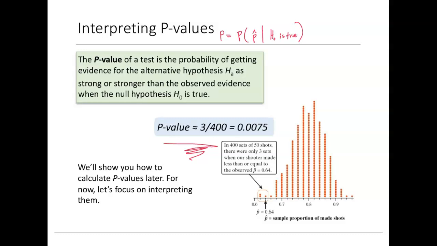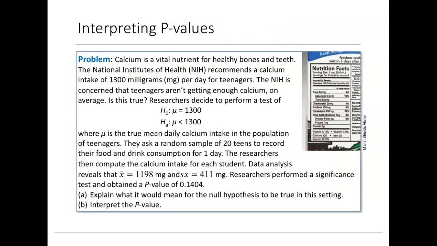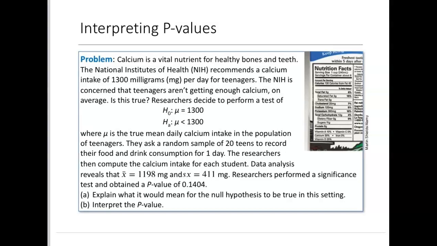All right, so let's do another example where we're actually given a p-value. Calcium is a vital nutrient for healthy bones and teeth. The National Institutes of Health recommends a calcium intake of 1,300 milligrams per day for teenagers. And the NIH is concerned that teenagers aren't getting enough calcium on average. Is this true? Researchers decide to perform a test of H null, the mean is 1,300, versus HA, the mean is less than 1,300, where the mean is the true mean daily calcium intake in the population of teenagers.